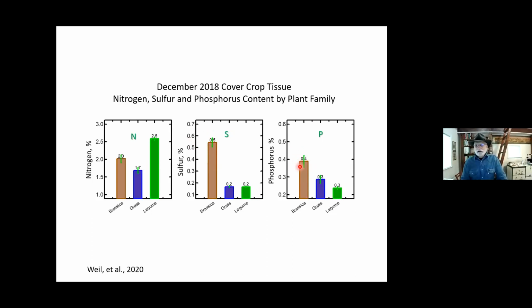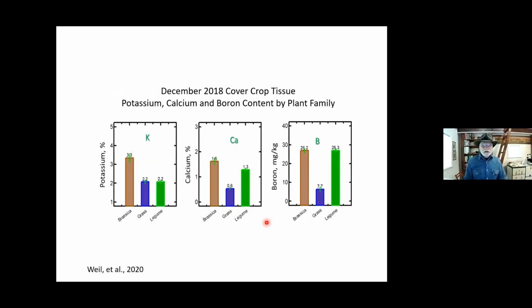especially the brassicas are good at that. So this is, again, the fall data that has a lot of forage radish in it. Potassium also is quite high in the brassicas. Calcium is much higher in the broadleaves than it is in the grasses, and boron is distinctly higher in the brassicas and the legumes than in the grasses. So we can cycle quite a bit of boron by including brassicas and legumes in the cover crop.